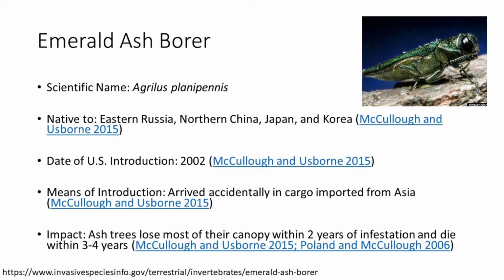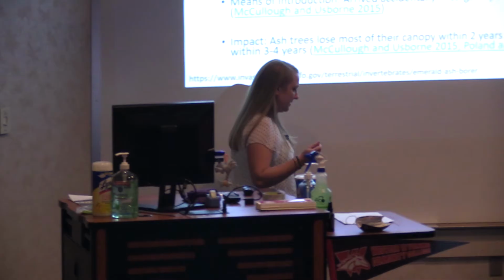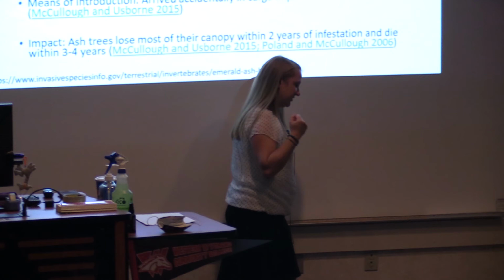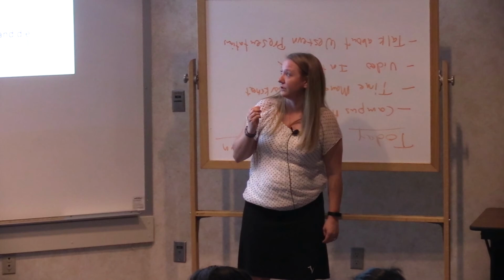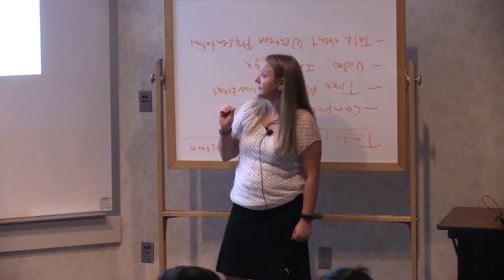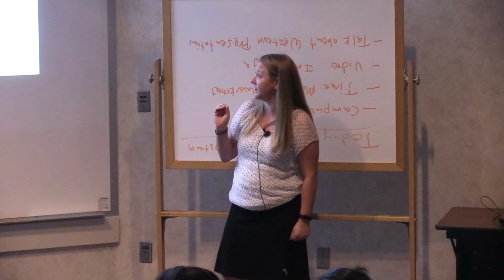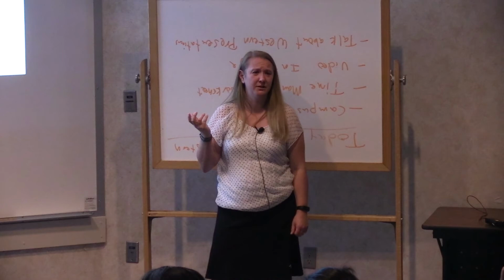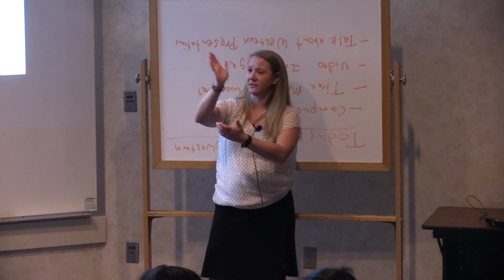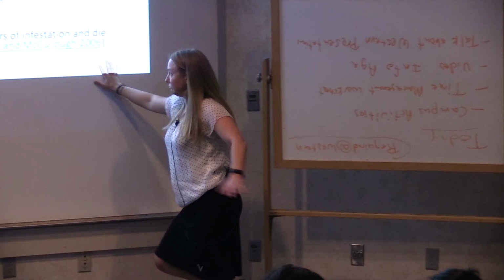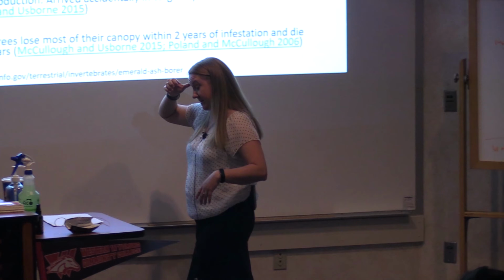Emerald ash borer, a terrestrial plant eater, I should say, terrestrial invertebrate. These guys are things that will destroy ash plants. They burrow into them, and it's very similar to other beetle kill. If you've ever seen beetle kill pine, you can see the little insect tracks that the larvae of these things eat through. Within 2 years, these trees can lose their whole canopy, all their leaves, and then all of their functionality within 3 to 4 years.